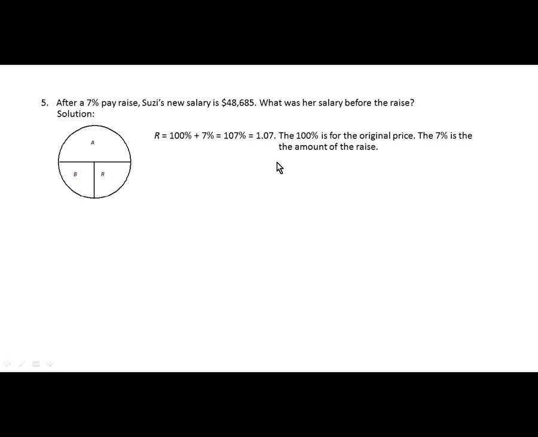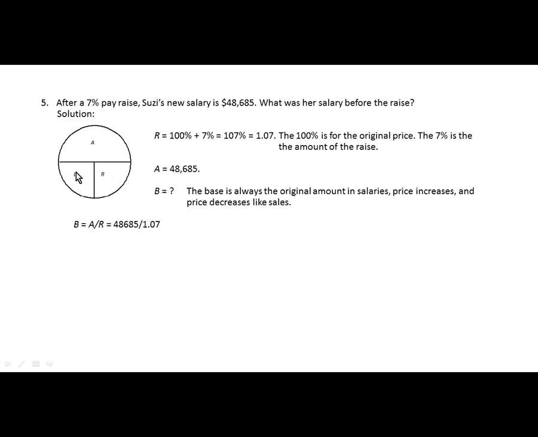Okay, so the A is $48,685. Remember, the base is always before the raise, before the item goes on sale, before you put in the tax. So we're looking for B. It's A over R. So we're going to have $48,685 divided by 1.07. $45,500. So her salary before the raise is $45,500. Again, remember, in these types of problems, the base is always the original amount before you had a raise or a reduction. It's the original amount before you added tax.